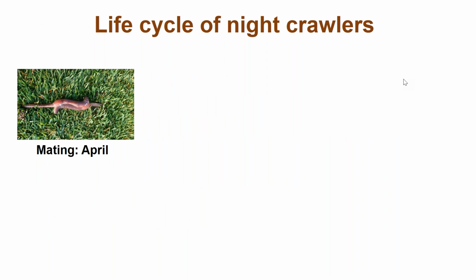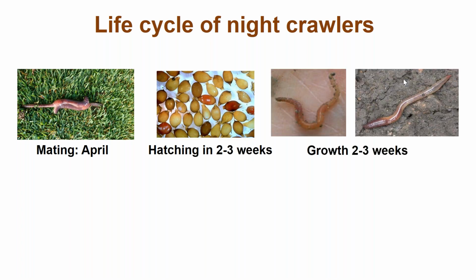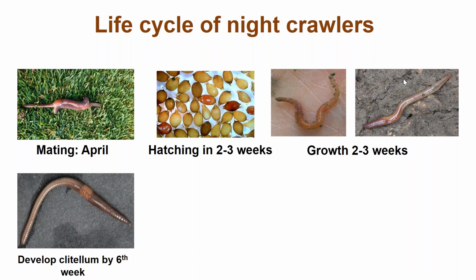So if you look at the regular night crawlers, which we're familiar with and have been here forever, they usually mate in April, then they deposit their cocoons, and hatching happens in about 2-3 weeks. Then they grow, getting a little bit larger, and it takes about 2 to 3 weeks, and then they develop a clitellum by about 6 weeks.